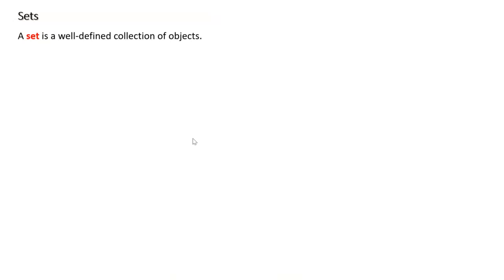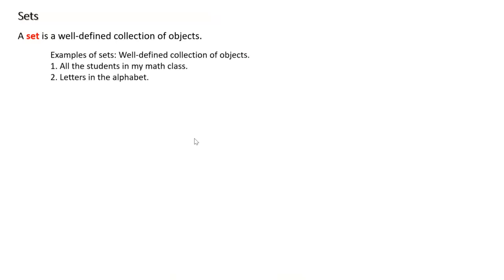So sets. A set is a well-defined collection of objects. Examples of sets. For example, number one, all the students in my math class. You see, that is well-defined. Number two, letters in the alphabet. That's also well-defined. Now, let me show you an example of a statement that's not well defined. For example, the collection of young adults. That's not well defined. This is not a set.